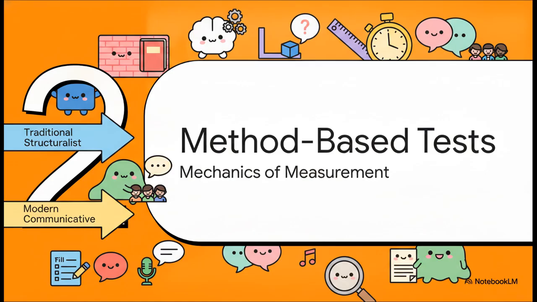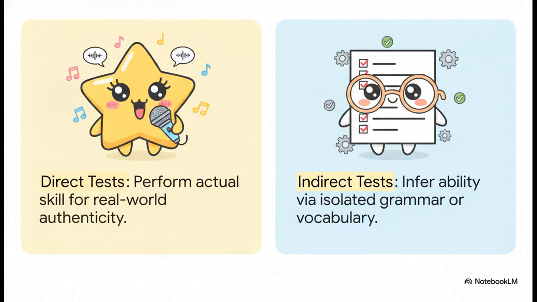This is all about the actual mechanics of measurement. So there's this really deep tension in language testing between authenticity and precision. Direct tests give us wonderful, authentic communication data. If I want to know if you can speak, a direct test literally just asks you to speak. It's a role play or an interview. An indirect test, however, offers psychometric precision and super easy administration. It might ask you to fill in a blank in a grammar sentence on a piece of paper, and then the testers infer that you can speak based on that grammar knowledge.